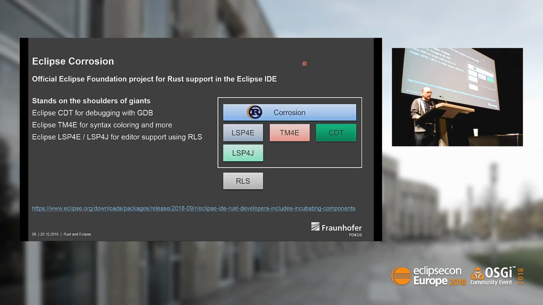Okay, the Corrosion Rust IDE stands on the shoulders of giants. It uses CDT, the C development tools, for the debugging story. It uses the Rust language server, which is then consumed via LSP4J and LSP4E to do syntax completions and type hierarchy and stuff like that. And it uses TM4E for syntax highlighting.